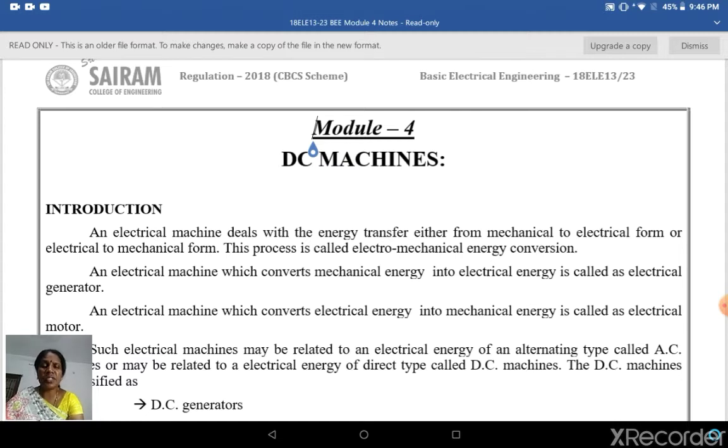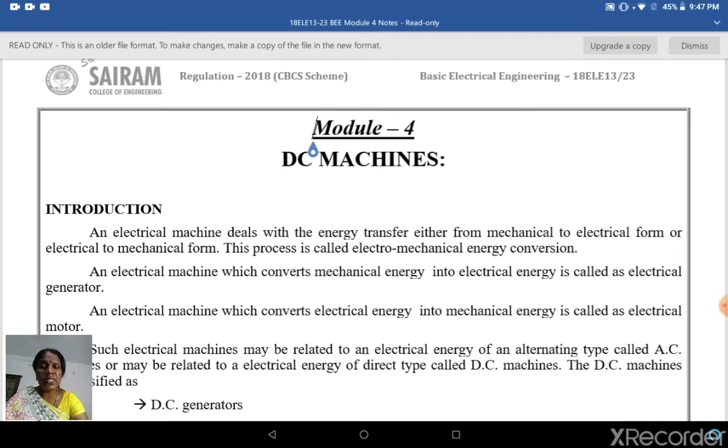Under DC machines, an electrical machine deals with the energy transfer either from the mechanical to electrical form or from the electrical to mechanical form. When mechanical energy is transferred to electrical form, it is called a generator, and when electrical energy is converted into mechanical form, it is called a motor. So, here we are going to learn about DC motors. This process is called electromechanical energy conversion.